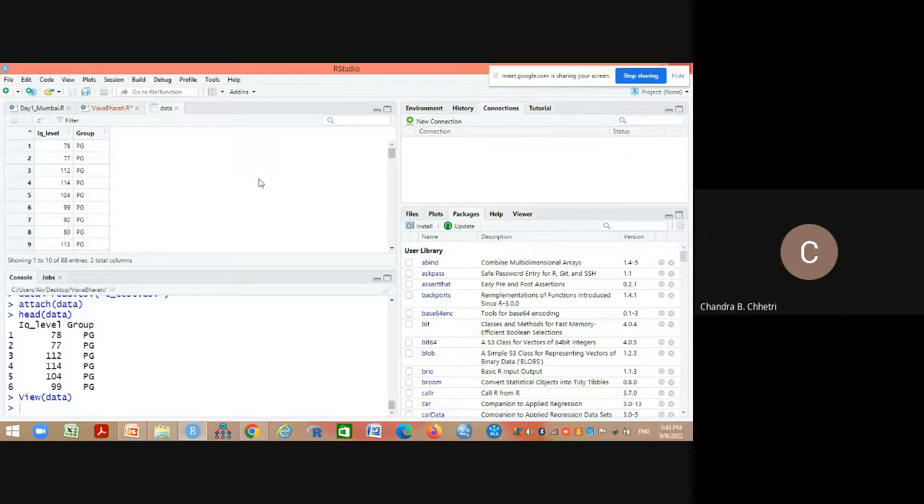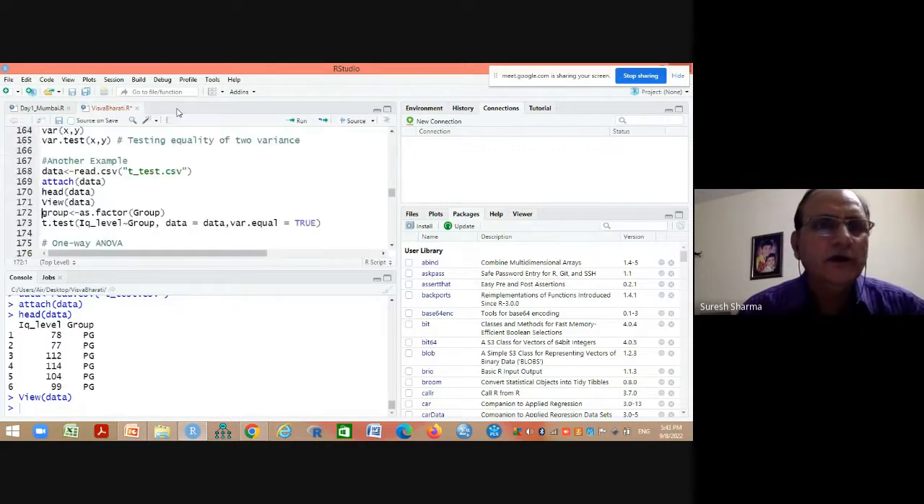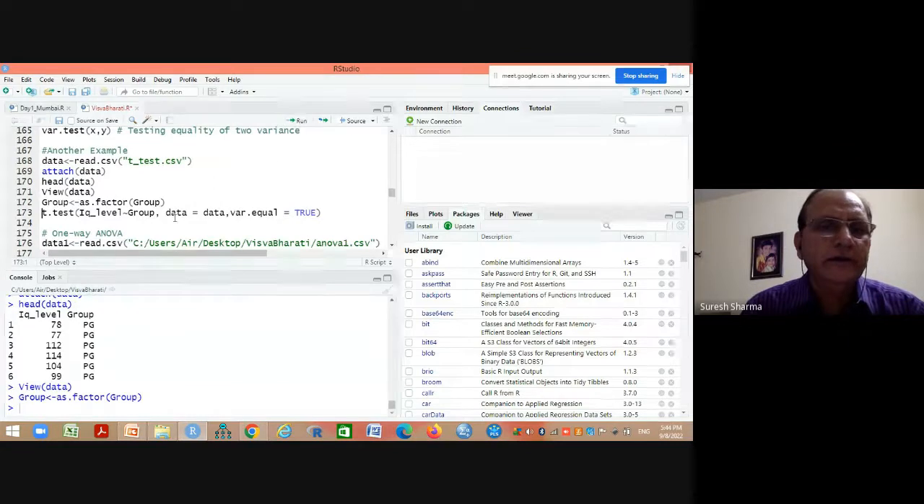Yes, sir. Now, we will test this thing: whether the PG and UG groups have the same means or there is a difference. So it's a problem of independent t-test. I close this. Now group is not a factor here, so I'll define this group as a factor because it's written as a string variable, PG and UG. There is a mistake here because Group is written in capital; I have written it small. Otherwise, this would have given me an error. Okay, I've taken this as a factor.